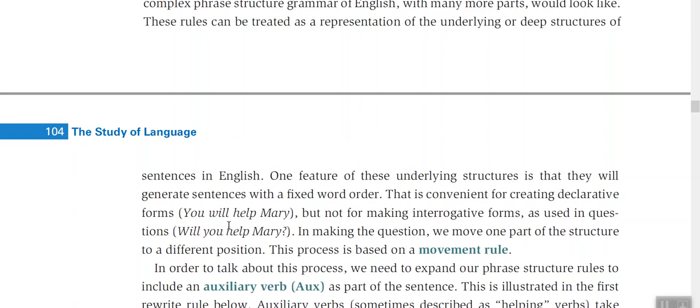So you will help Mary. So we have this sentence, you will help Mary. But not for what? Not for making interrogative forms as used in questions. Will you help Mary? Okay.